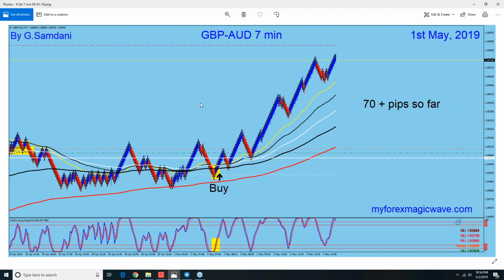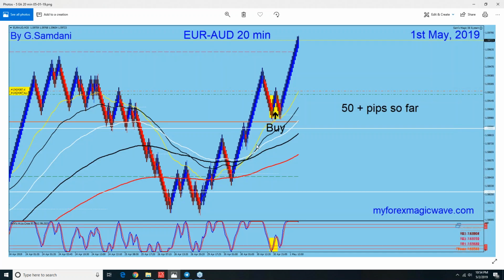This is pound Aussie. How about euro Aussie? Because Aussie was affected because of the news, and obviously all Aussie pairs will be moving. I'm only interested in pound Aussie and euro Aussie. Euro Aussie went up. This was a good entry here. It was like a second degree, I would say, even if it's below the wave. But this is a by-the-book entry here. Yellow is above the black, black is above the white.